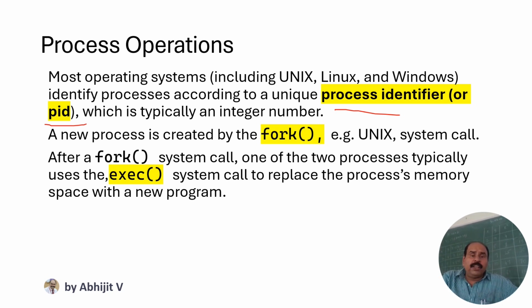A new process is created by, for example, the fork command in Unix. You cannot create it yourself, it is done automatically. After a fork system call, one of the two processes typically uses the exec system call to replace the process memory space with a new program. I've given you an example. I'll show it to you later in practice how these are created. The fork command is used to create a process.